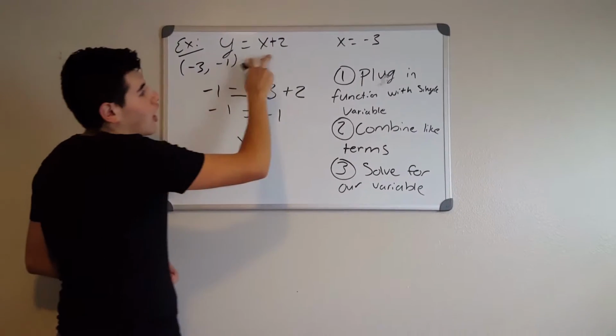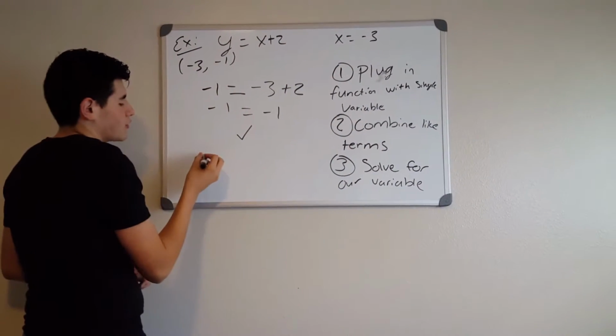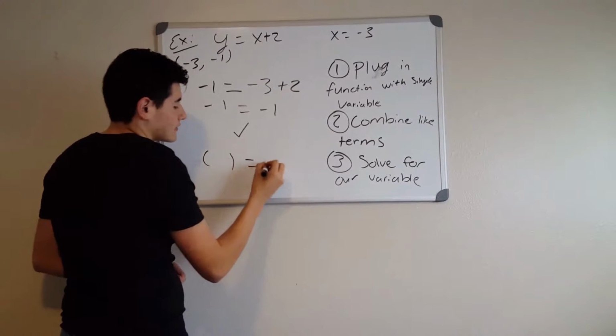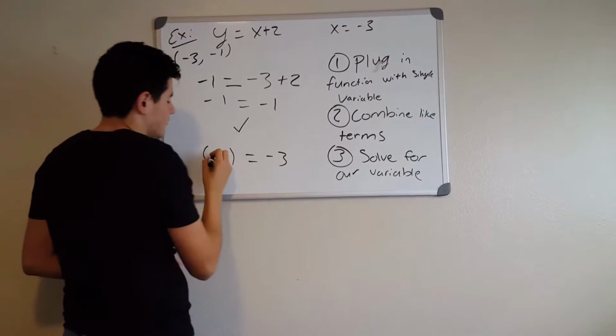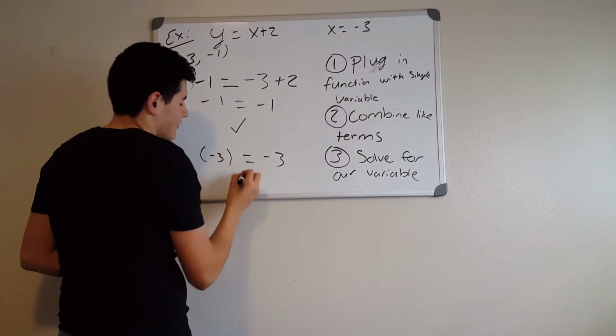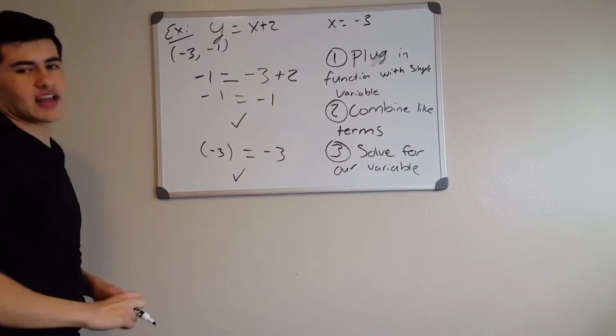That checks out. Over here we have x is equal to negative 3. So we're going to plug in something for x, which is equal to negative 3. We know that x is negative 3. So we have negative 3, and negative 3 is equal to negative 3. So that checks out as well.